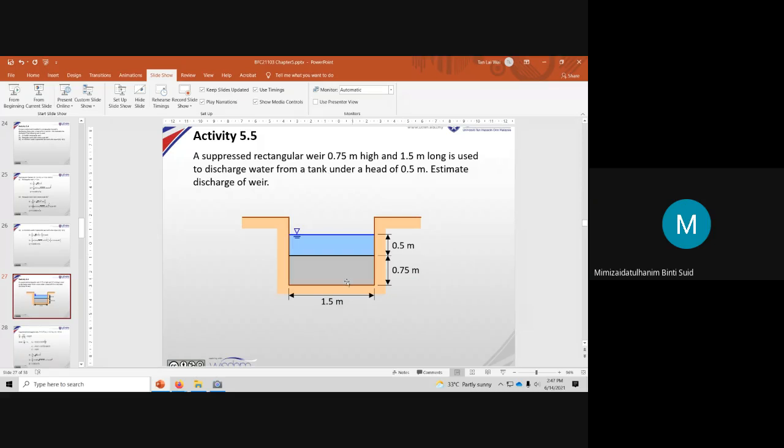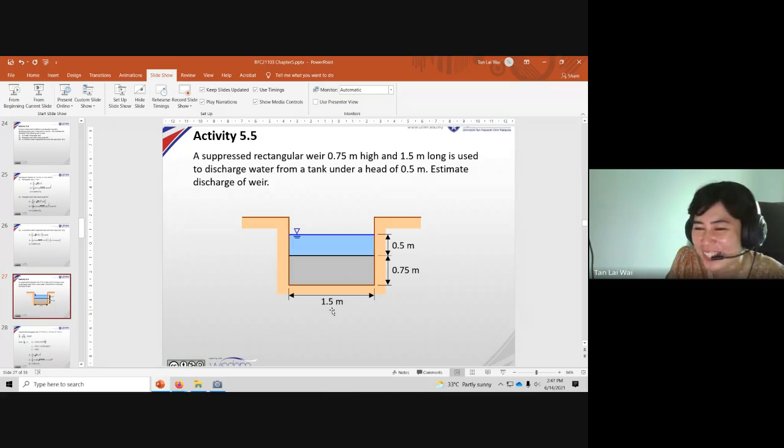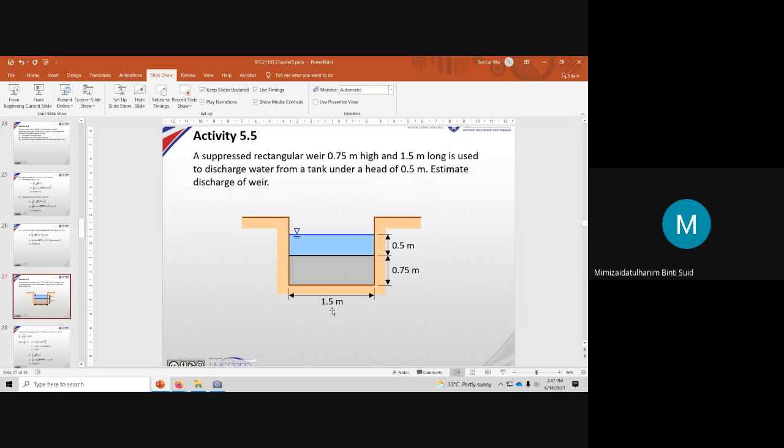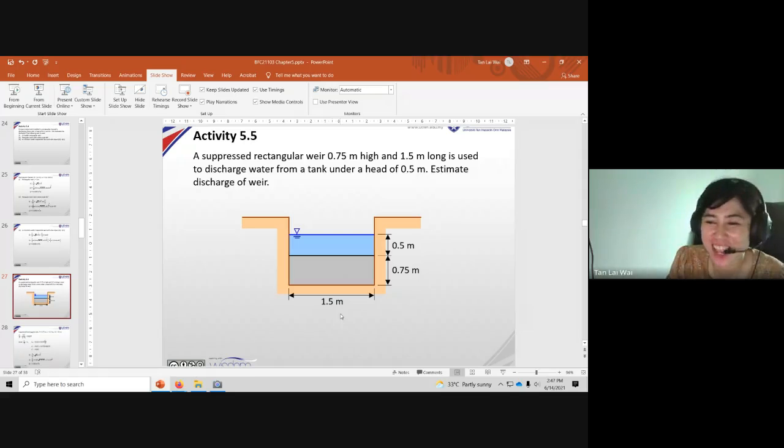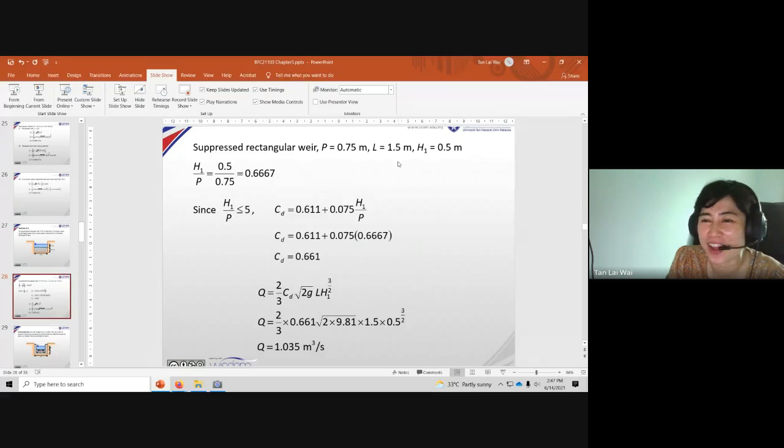H1. Correct. And 1.5? 1.5 is L. Alright, great. L is also the same as B, right, in this case. Thank you. Yes. Alright, so you have that. Now I guess you know how to use the equation already. Okay, well, you have this.